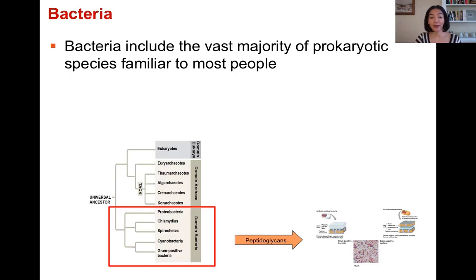And okay, let's look at the diversity in these groups. Bacteria, over here in our phylogenetic tree, is the group that has peptidoglycans, either as gram-positive, right here, or all of these gram-negative. Remember, archaea lack peptidoglycans. They have a cell wall, but it's not made out of peptidoglycans.